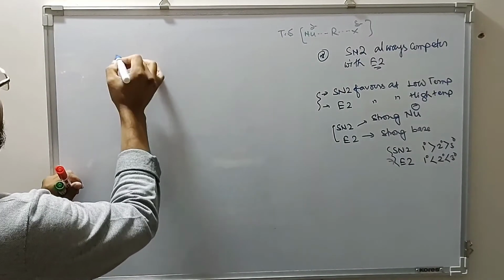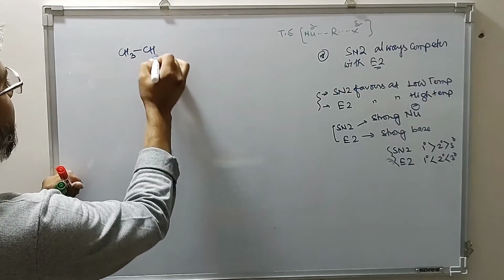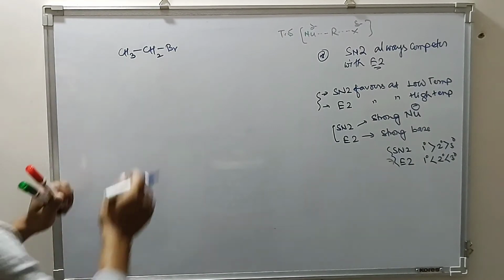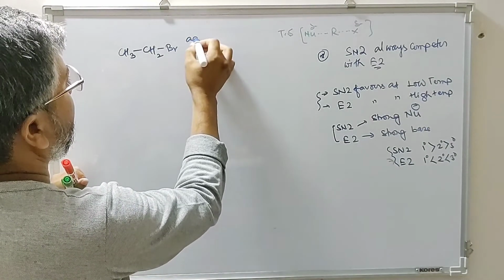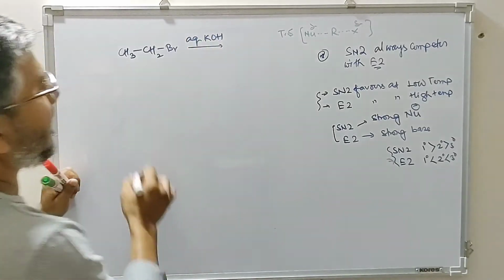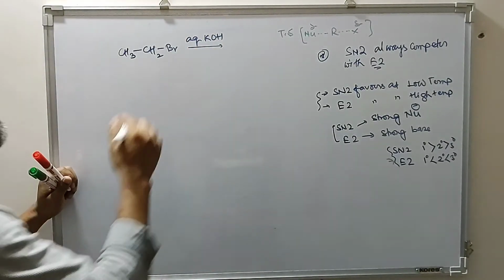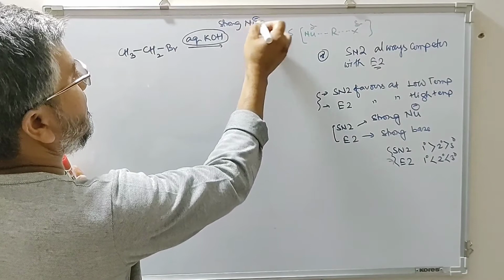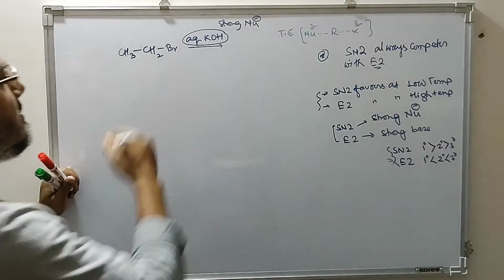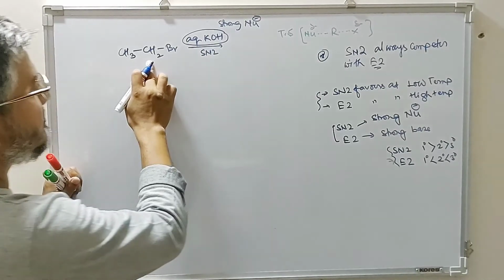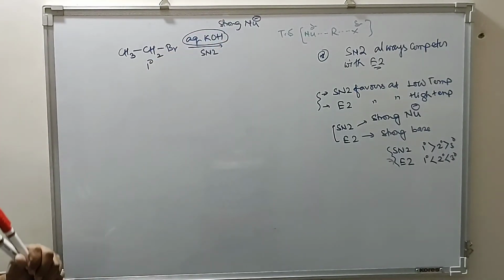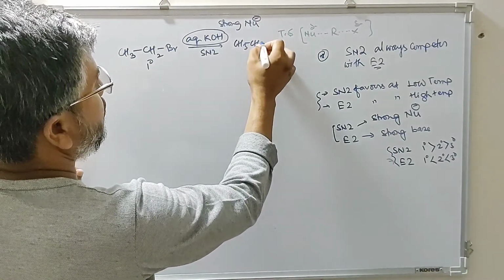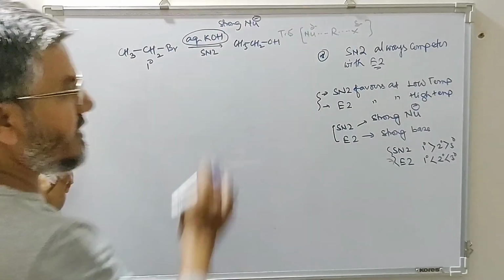Take this reaction: CH3CH2Br, bromoethane. Now this reacts with aqueous KOH, so KOH dissolved in water. So this acts as a strong nucleophile. So in presence of aqueous KOH, the substitution reaction takes place. Since this is a primary halide and a strong nucleophile is present, the reaction has to be SN2. So we get CH3CH2OH and KBr is formed.